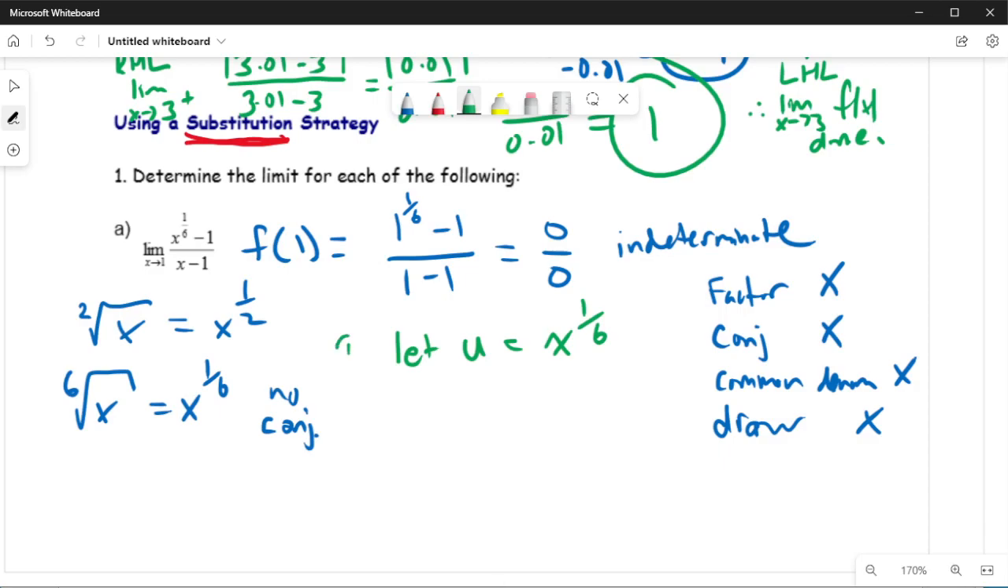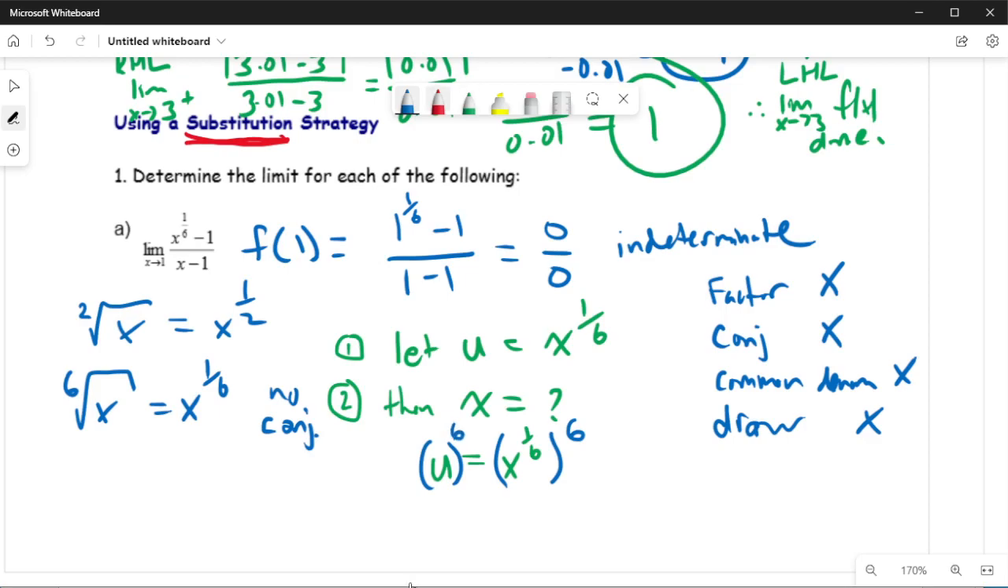Okay, that's step 1. Step 2 is you are now going to isolate x. Then x must be equal to what? Look at your equation: u is equal to x to the 1/6. I could get x isolated if I raise this to the power of 6 and raise this to the power of 6. So that means x has to equal u to the power of 6. This is a consequence of u being equal to the 6th root of x, then x must be equal to u to the power of 6. So that's step 1 and step 2.